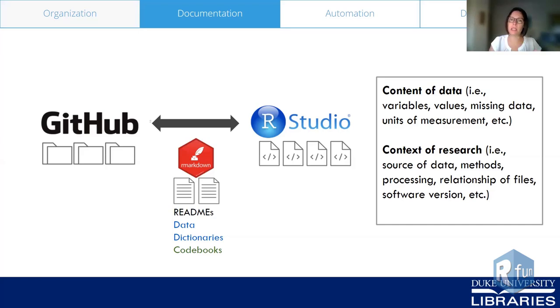So being really explicit about that, because if you can't understand the data themselves, then you can't trust the results from your code. And then next, the context of the research. So this is kind of your study level.